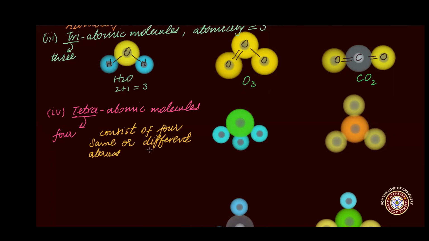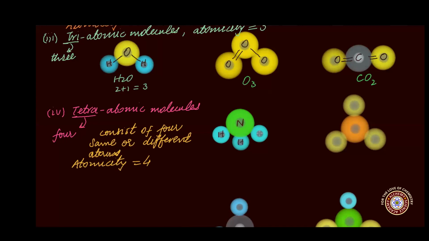Chemically glued up together means their atomicity is 4. Atomicity of tetraatomic molecules is 4. It is obvious from the chemical term. Tetra stands for 4. For example, let us look at this molecule.